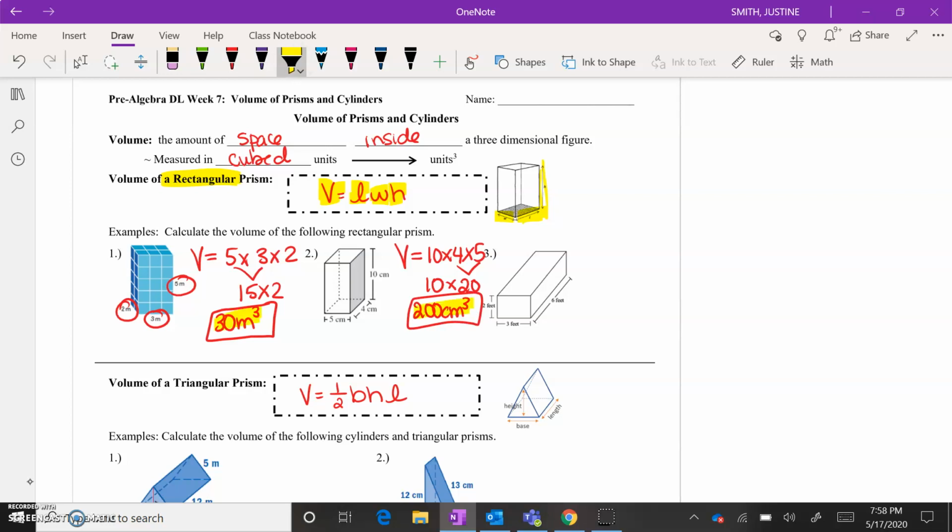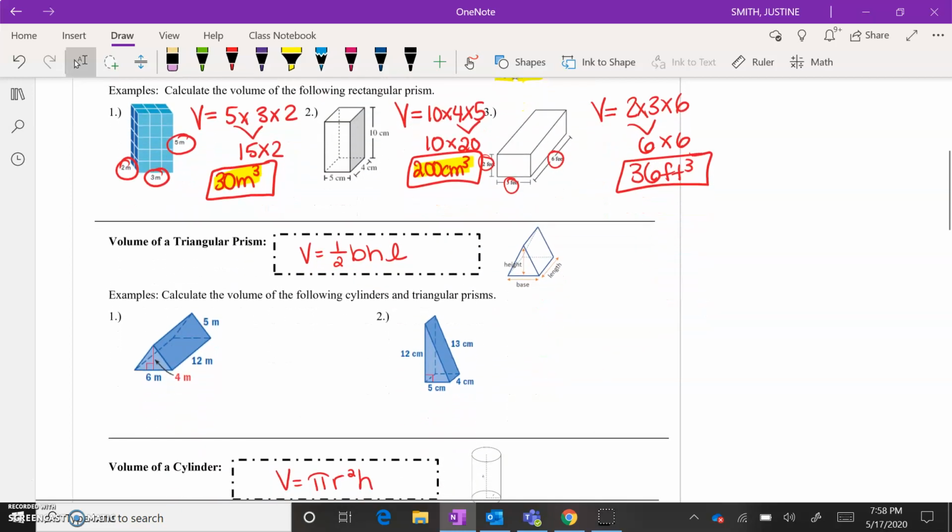Same exact thing here for the last one. I'm going to do 2 by 3 by 6. So this gives me 36 feet cubed. So that's your formula for a rectangular prism.